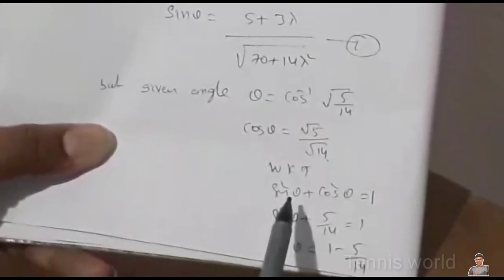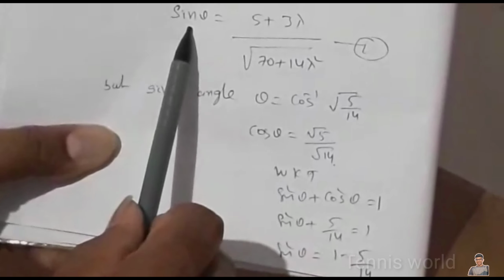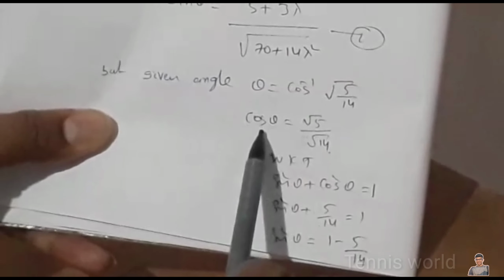Then we know one formula, right? Why? Because we actually want the sin theta value, we don't want cos. But instead of sin, he has given cos in the statement. That's why I convert cos into sin. Okay? So this is the value of cos. If we know cos, we can find sin.